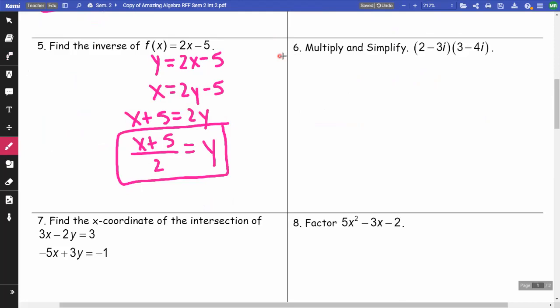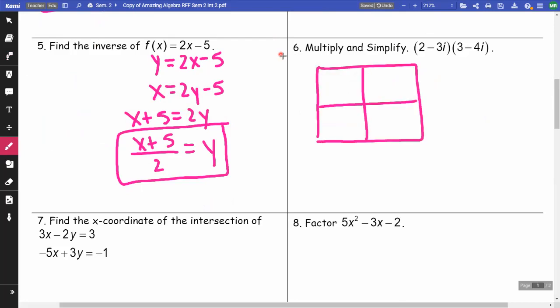On number 6, we are multiplying out these complex numbers. So you might want to do it in a box. 2 and a -3i, 3 and a -4i. So 3 times 2 is 6. 3 times a -3i is a -9i. 2 times a -4i is a -8i. And a negative times a negative is a positive. So I'm going to get a positive 12i squared.